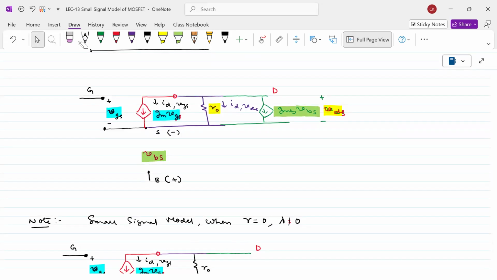the MOSFET is only having one dependent source. Hopefully you caught this point about the small signal model of a MOS transistor. So we close now this time.